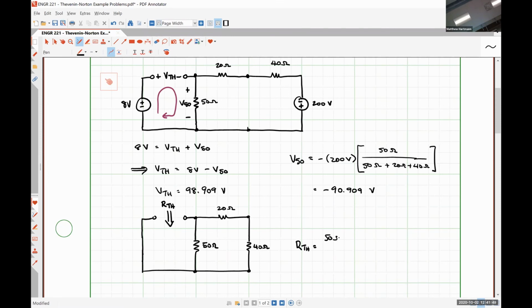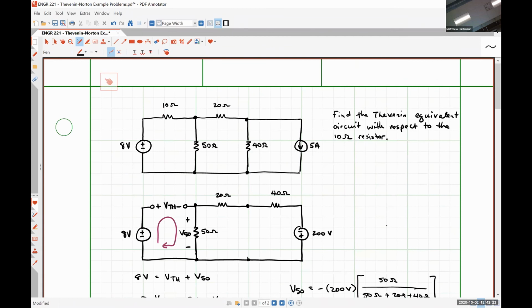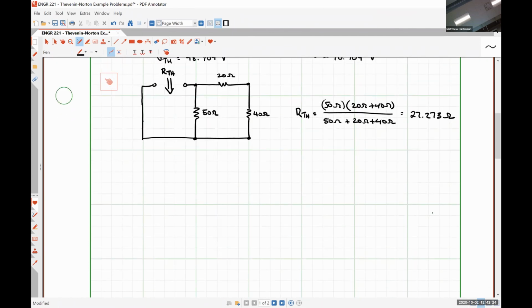So we'll have 50 ohms times 20 ohms plus 40 ohms, divided by 50 ohms plus 20 plus 40. 50 times 60 divided by 50 plus 60. 300 over 11, or 27.273 ohms.